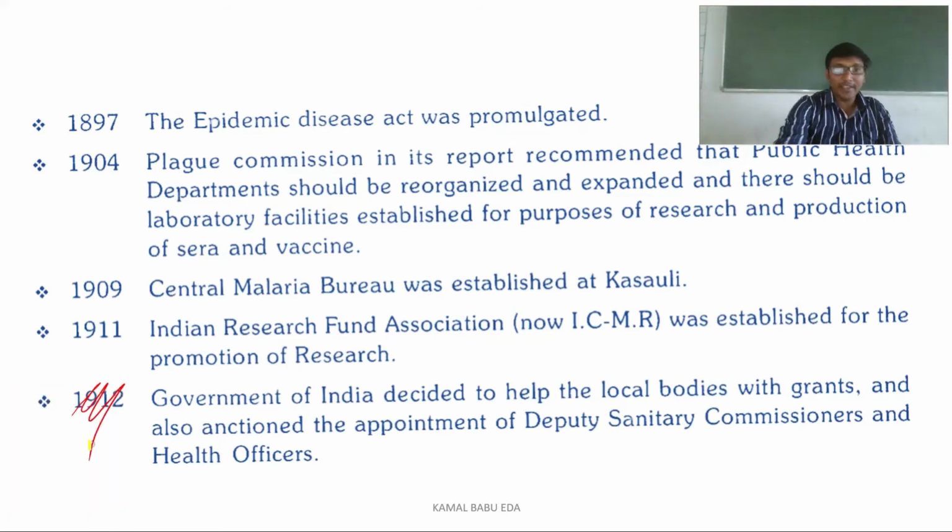And in the year 1912, the Government of India decided to help the local bodies. It gave some grants. It also sanctioned the appointment of deputy sanitary commissioners and health officers, because the local bodies were not willing to do these works. These deputy sanitary commissioners or health officers are responsible mainly for the sanitary work, and they got grants from the central Government of India in the year 1912.